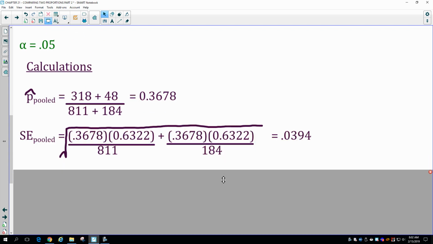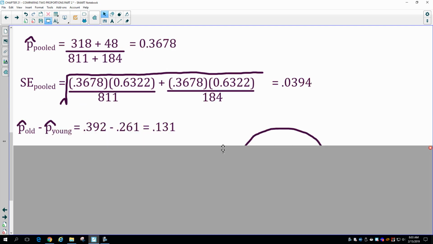And then we'll calculate the standard error. So if I subtract this p-hat pooled from 1, I get q-hat pooled, which is 0.6322. And I multiply both of those in the numerator of both of these fractions. Divide each of them, 1 by the 811 older people, 1 by the 184 younger people. Add those two results together, take the square root, and get a standard error for my pooled sample of approximately 0.0394.